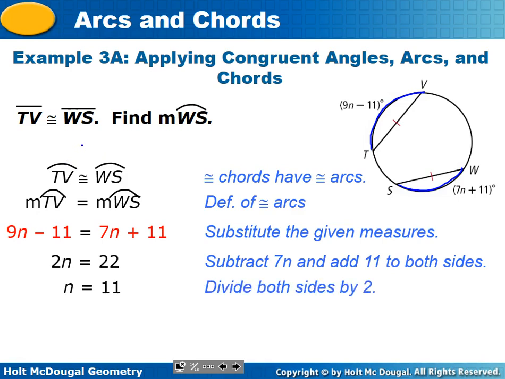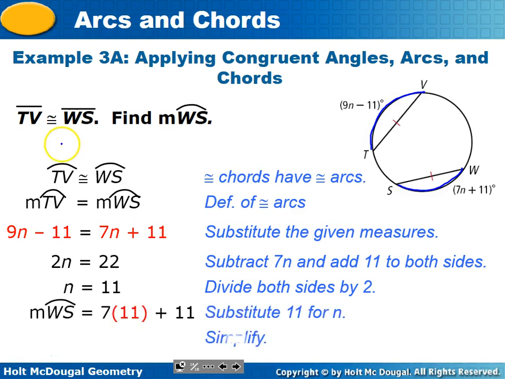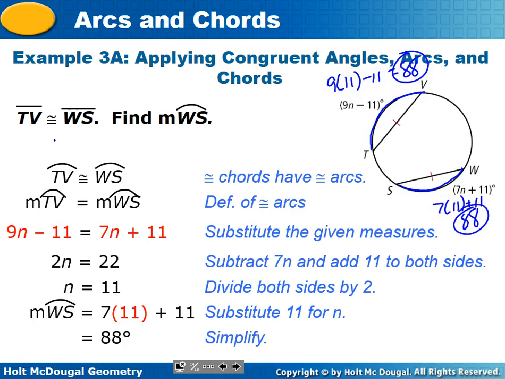Now recall that when we do these problems, we have to plug that n back in. We're looking for WS, so we're going to do 7 times 11, that's 77, plus another 11, that's 88. So the answer is 88. Now I need you guys to also recall that we can check these because these things are equal. So here I'm going to do 9 times 11 minus 11, that's 99 minus 11, that's 88. So if both of these measures were 88, then I got the correct answer. This is another one of those problems where you can check it.